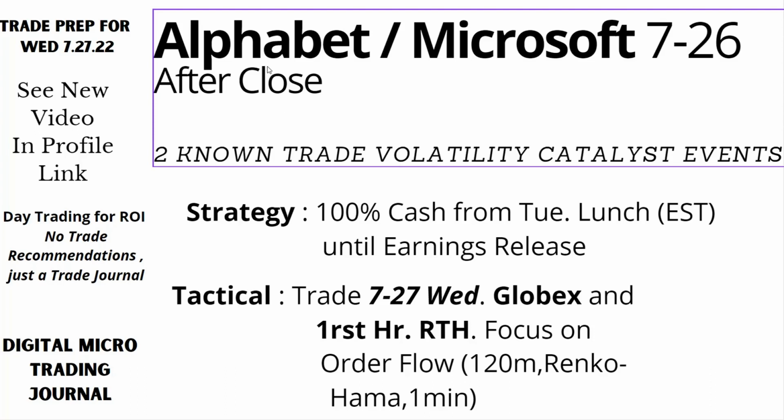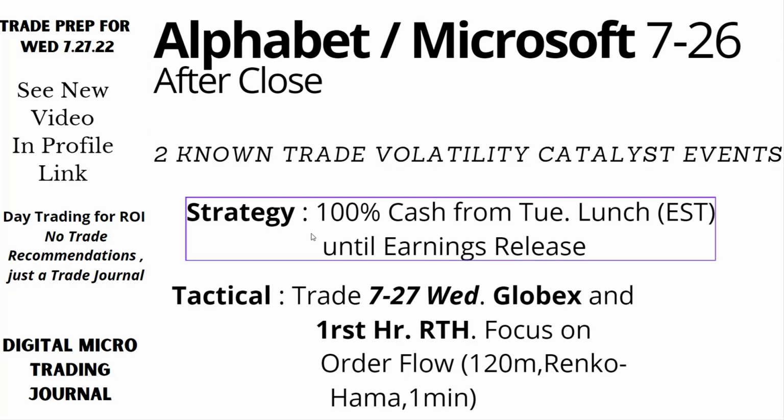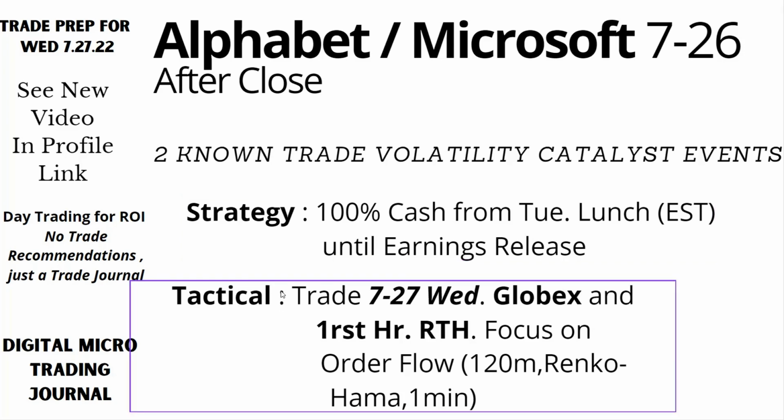We've got Alphabet, Google, Microsoft. So, two known trade volatility catalyst events, and the strategy is in cash right now after day trading the open. I'm going to stay in cash until the earnings release and then watch. The tactic is going to be to look at the Globex pivots, Asia, Europe, and pre-RTH open.